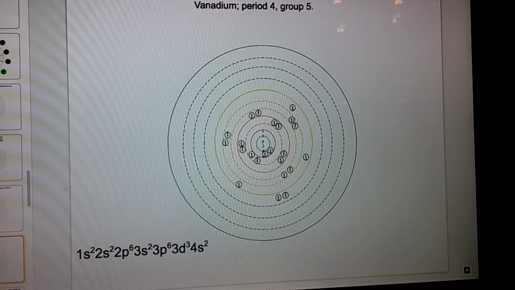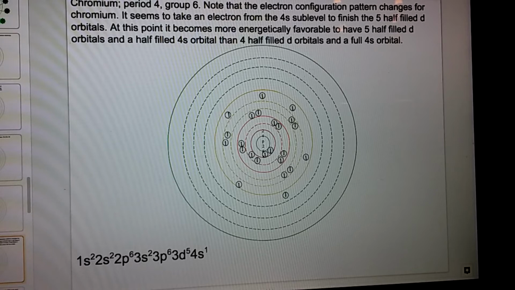Vanadium, period 4, group 5. Chromium, period 4, group 6. Note that the electron configuration pattern changes for chromium. It seems to take an electron from the 4s sublevel to finish the 5 half-filled d orbitals. At this point it becomes more energetically favorable to have 5 half-filled d orbitals and a half-filled 4s orbital than 4 half-filled d orbitals and a full 4s orbital.